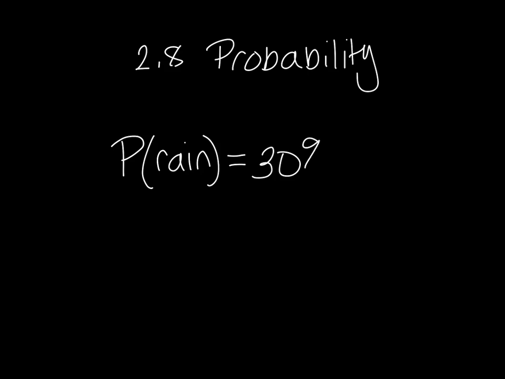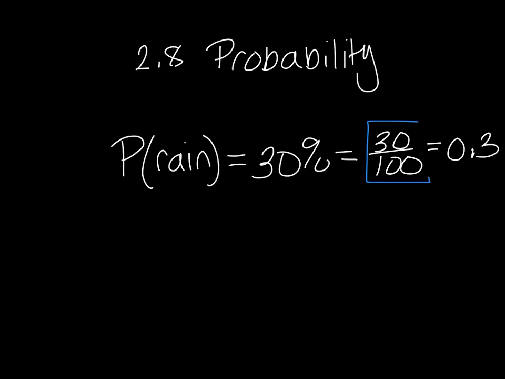Now, probability can come as a percent. It could come as a fraction, 30 over 100, or it could come as a decimal. Probability comes as all three. Typically, when we look at probability, we actually build it as a fraction, and then we can turn it into one of the other ones if we want.